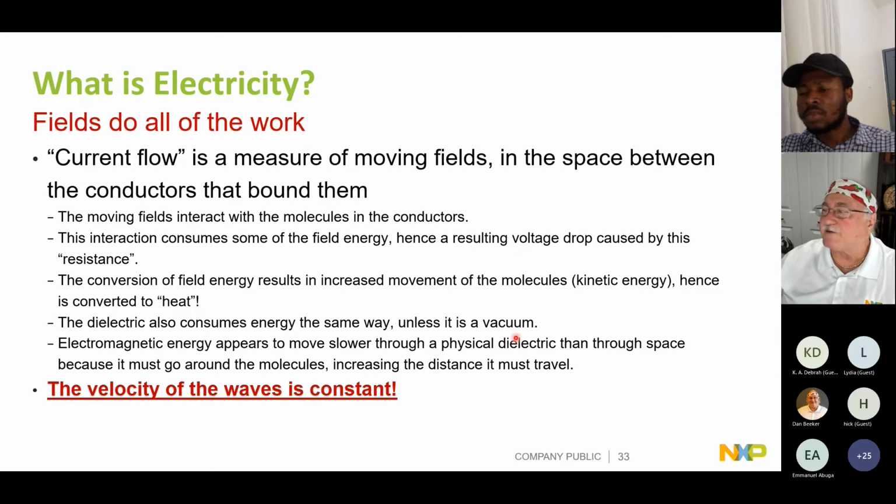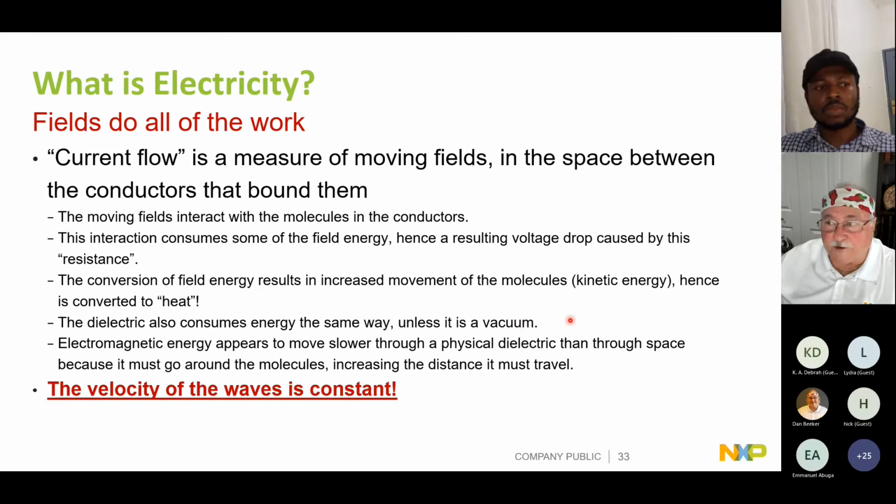The same thing also happens in the dielectric. There are molecules in the dielectric that the electromagnetic field interacts with and causes them to vibrate as well. So you lose some energy in the transmission line, both in the metal itself and in the dielectric, unless it's a vacuum. The other thing is we say that the fields move slower on a PC board than they do in vacuum. In vacuum, it moves at the speed of light.